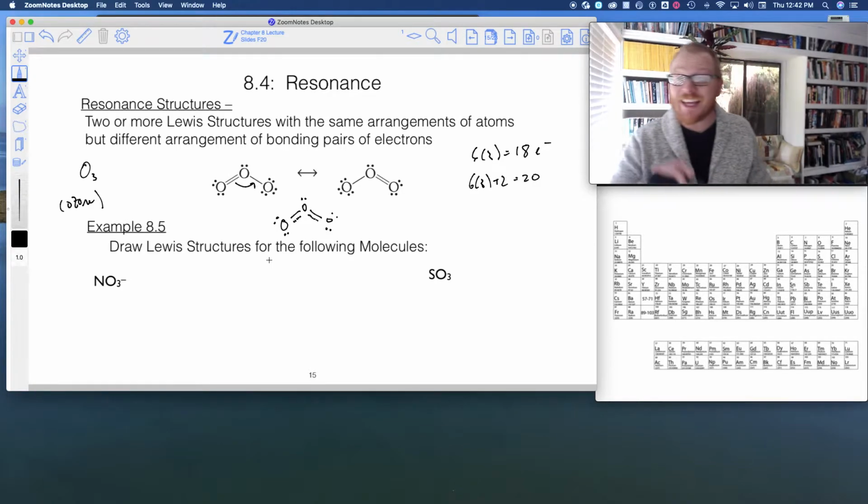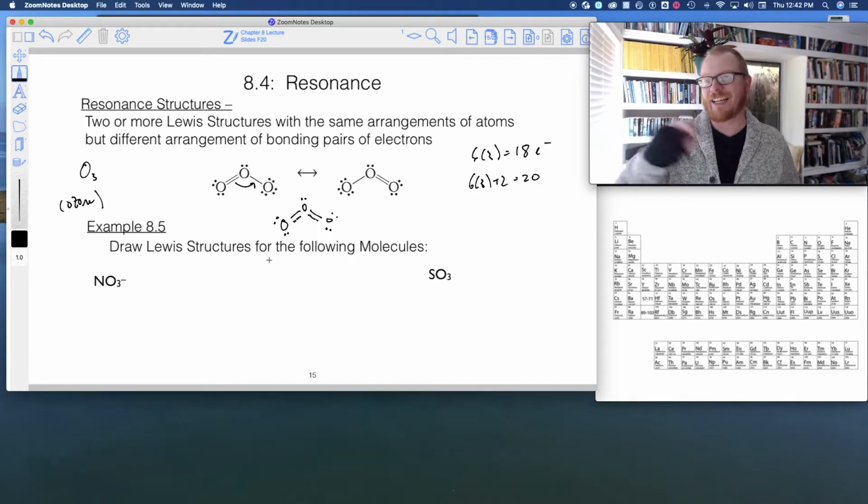And so there really is a resonance between those two. The way the molecule exists is with half a bond here and half a bond there. But the way we represent that with a Lewis structure is to show both possibilities. Sometimes you might be asked to draw all possible structures for a molecule, and that means it likely has resonance structures. So let's look at nitrate, NO3 minus.